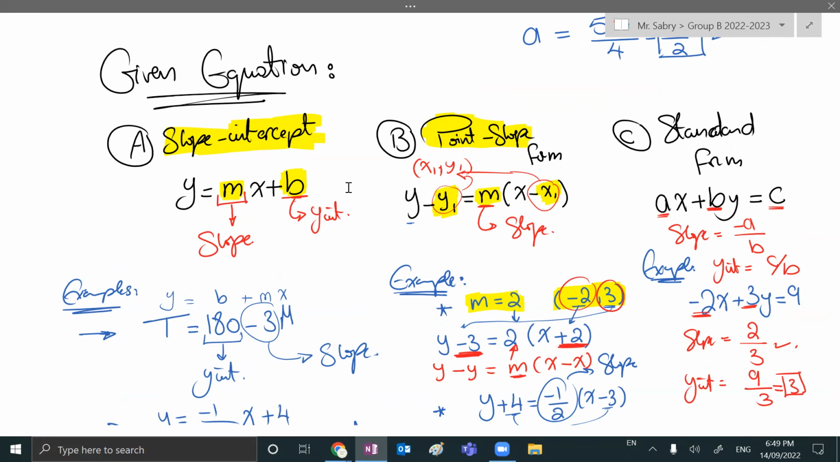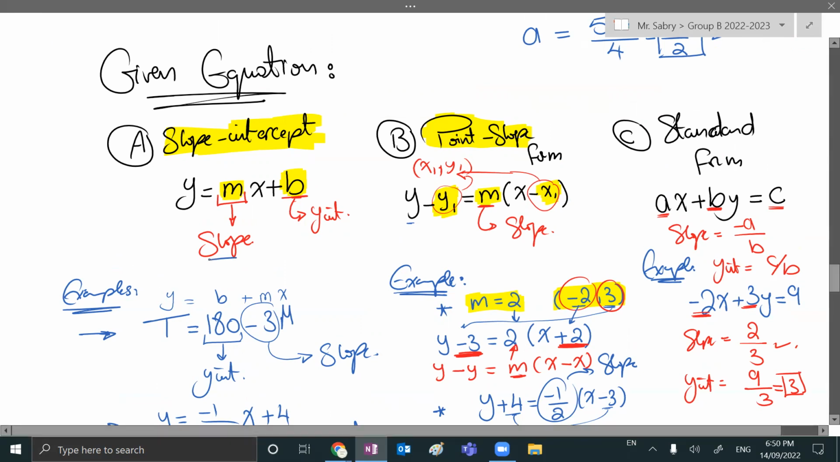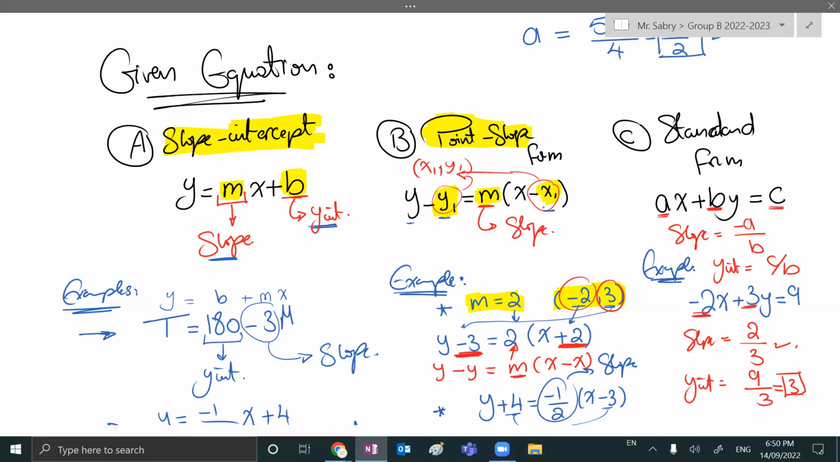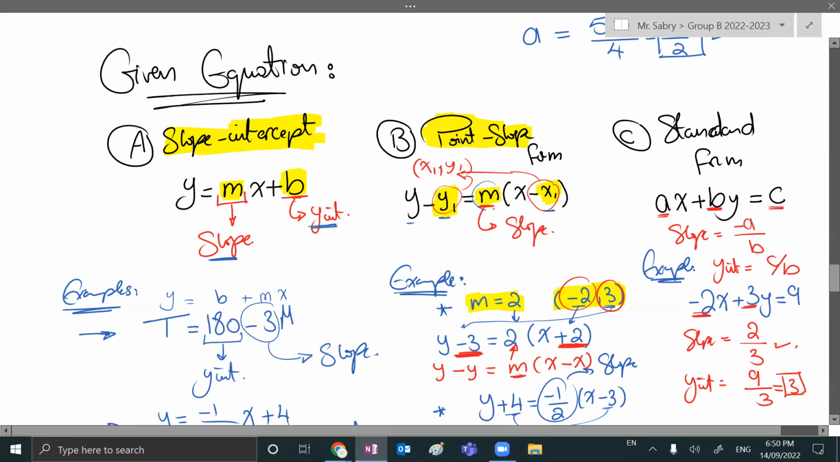The slope-intercept form shows the slope and the intercept, where m here is the slope and b is the y-intercept, while the point-slope form shows a point which has an x and y that are both put in the equation with the opposite signs. And then it also has a slope, which is this number multiplied by the bracket.